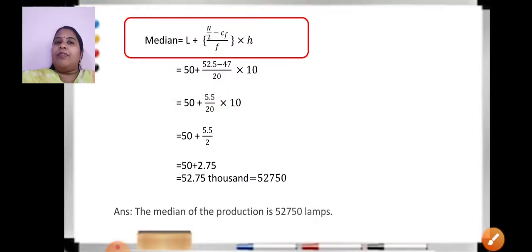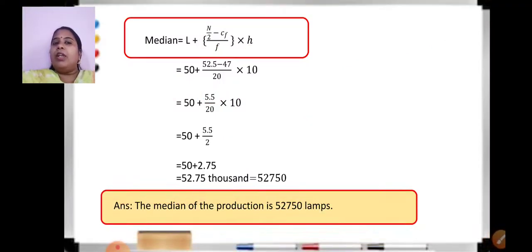Now write the final answer. Put it in a box. The median of the production is 52,750 lamps. I hope you have understood all the steps, how we find the value of L, N upon 2, CF, F and h. Then substitute it and get the answer. If the unit is in thousands or hundreds, you multiply accordingly and get the final answer. So I think the median concept is very nicely understood by you.